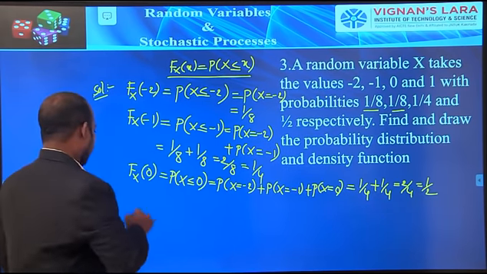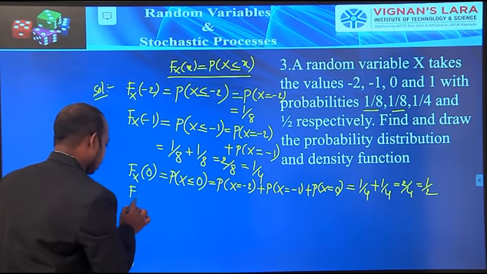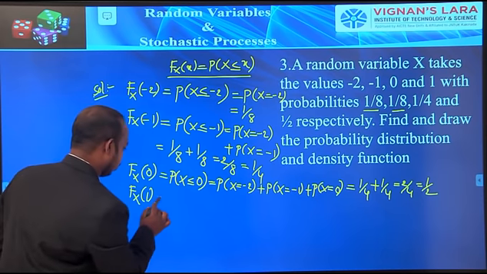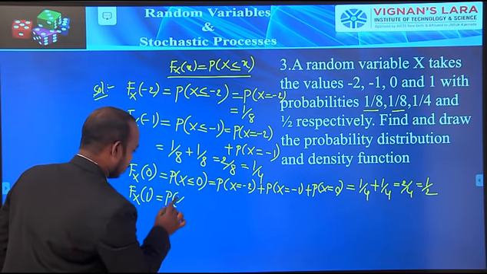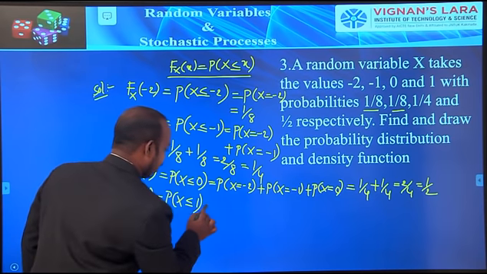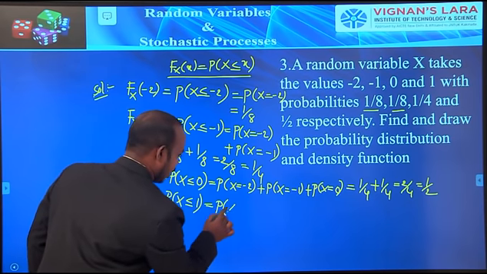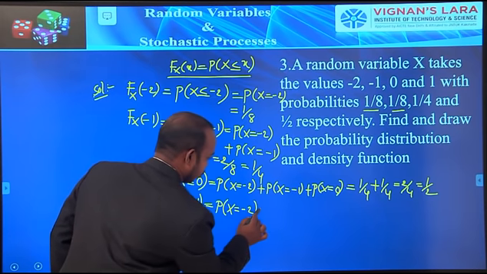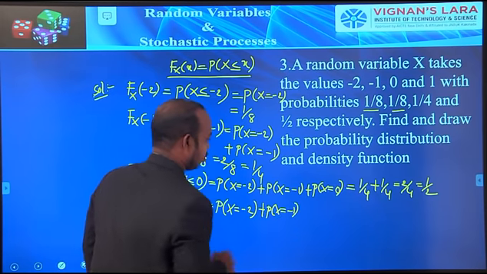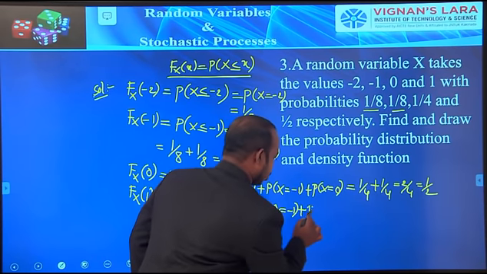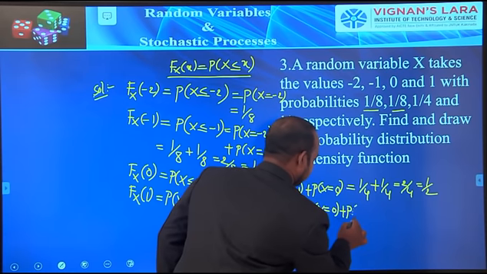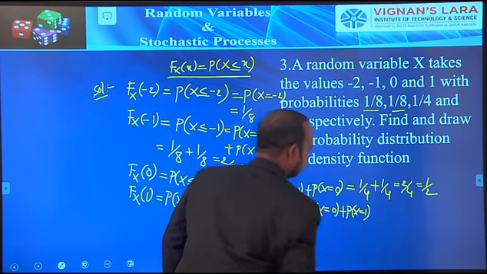Coming to the last distribution, that one is Fx at 1. Fx at 1 is equal to the probability of capital X less than or equal to 1. Here we have totally 4 pairs. The 4 pairs are at x equal to -2, at x equal to -1, plus at x equal to 0, plus at x equal to 1.